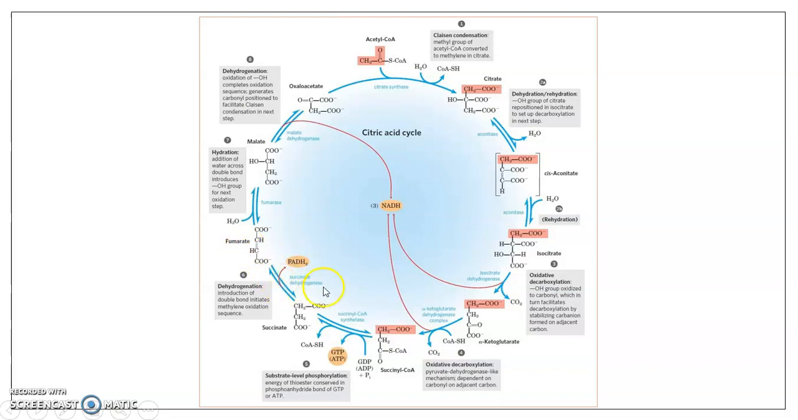As already mentioned, succinate dehydrogenase is a membrane bound enzyme present on the inner mitochondrial membrane of eukaryotes. Now what happens to fumaric acid? Fumaric acid again undergoes a reversible reaction. It undergoes stereospecific hydration, which results in the formation of malate.